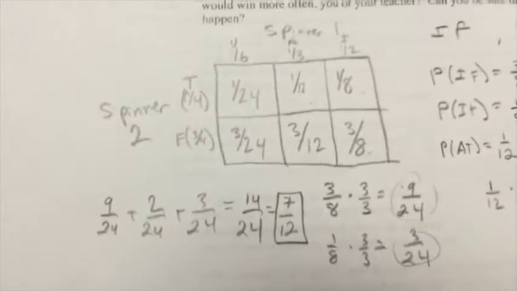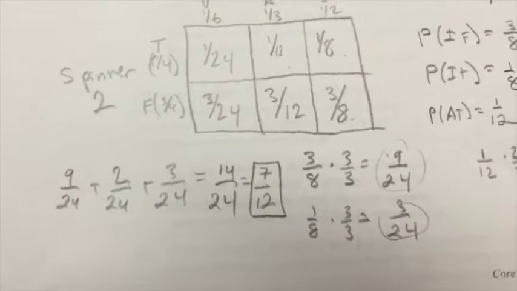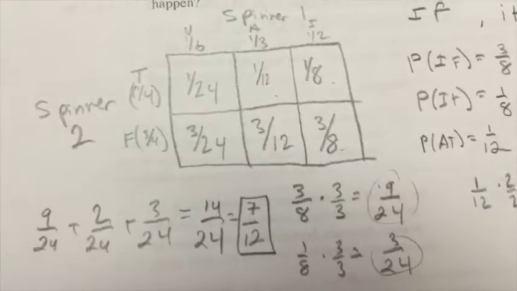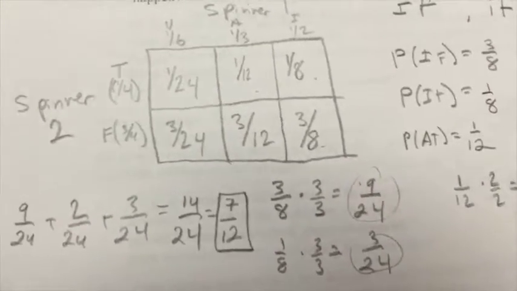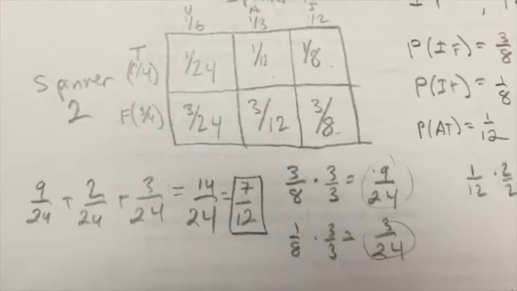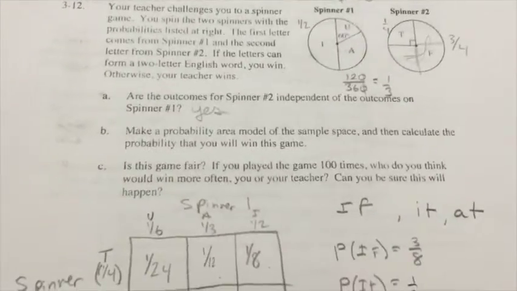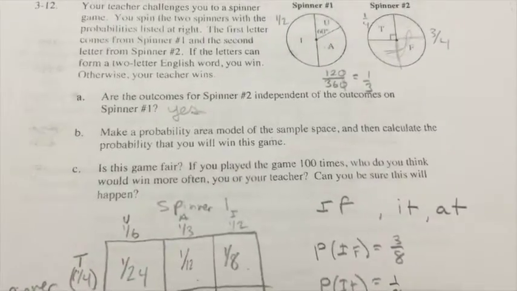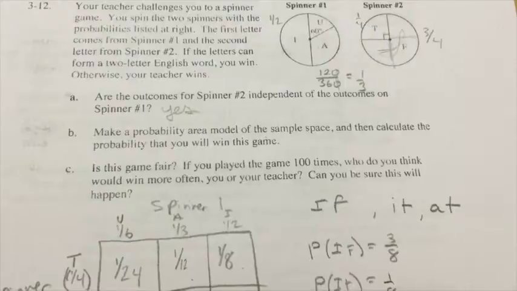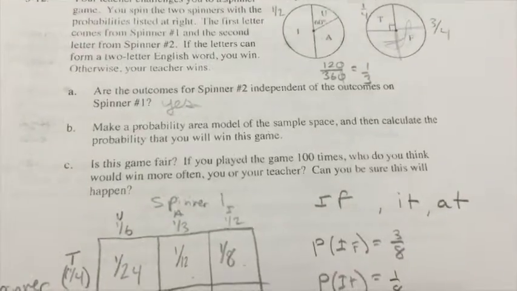So now that we found the probability of winning this game, let's go and ask, is this game fair, right? Would you actually want to play this game 100 times, okay? So that's what this last question is. If you played it 100 times, who do you think would win more often, you or your teacher? How can you make sure that this will happen?